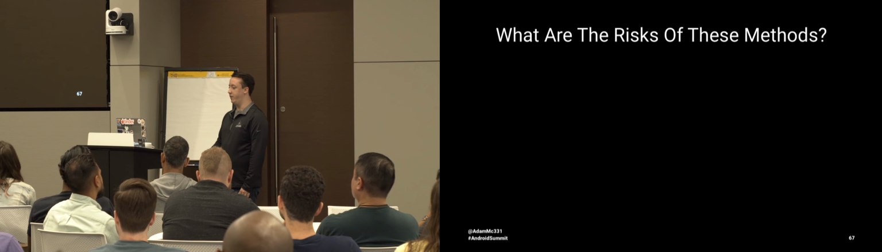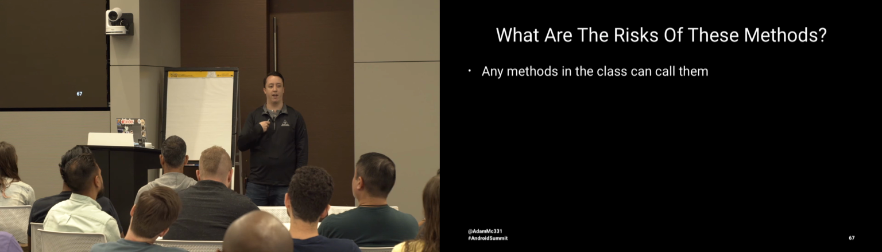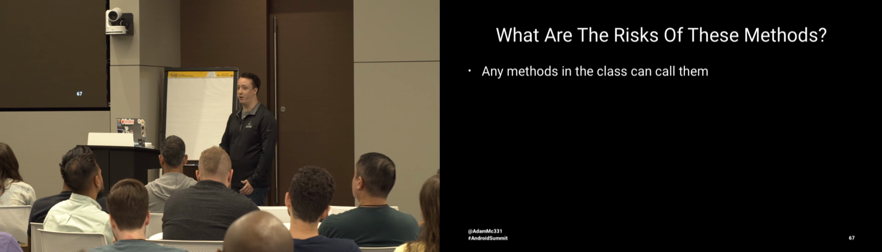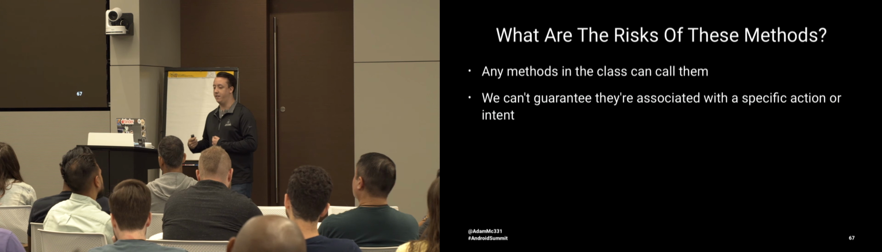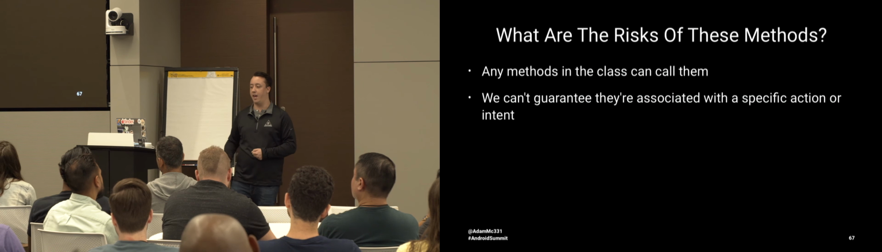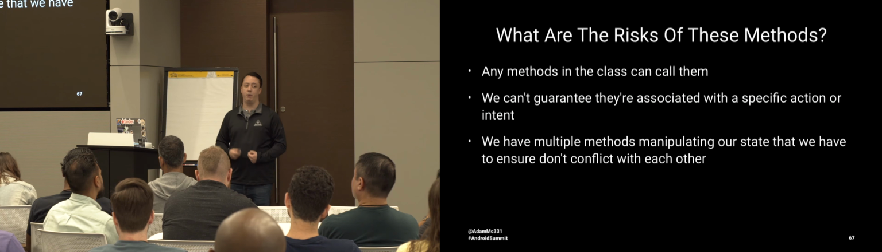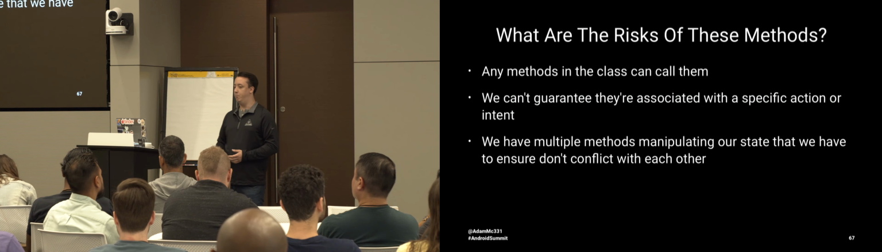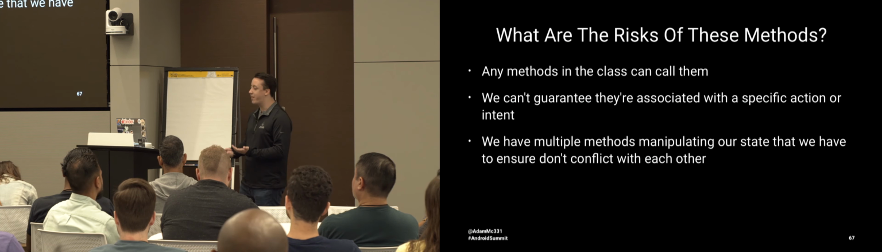But a risk you can consider is that any methods in the class can call them. Like, it's on me to make sure I call show loading when I intend to show loading. And hopefully I'm a good programmer and I have good code review and that's not a problem. But in principle, I don't have that guarantee. So I can't guarantee that these state changes are associated with a specific action or a specific intent. And we have multiple methods that are manipulating our state, and we need to make sure that those don't conflict with each other. What happens if I tried to call show tasks before show loading? It's kind of the same problem.